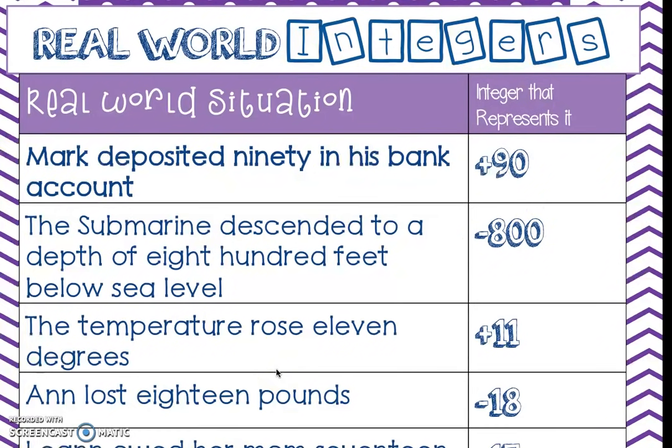The temperature rose 11 degrees. Rose tells us that it's going up, and since it's going up, we have a positive 11. And lost 18 pounds. She's shedding that weight, she's taking it off, so it's a negative. Our integer that represents that situation is negative 18.